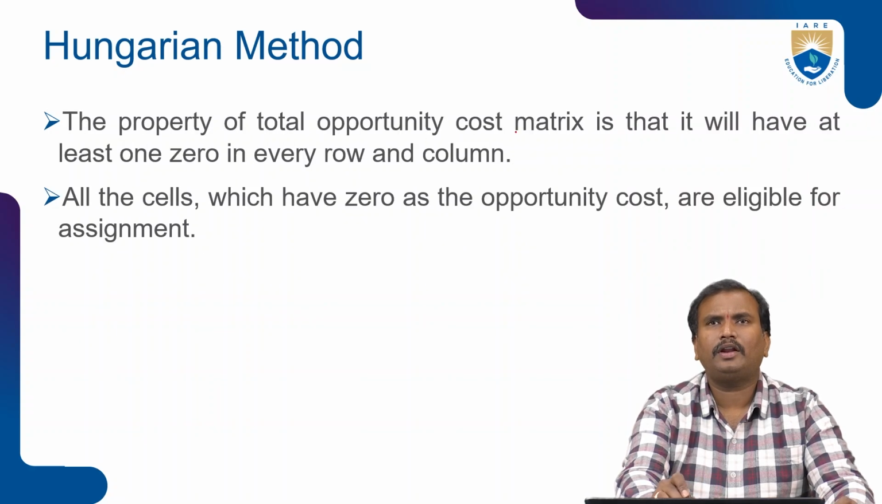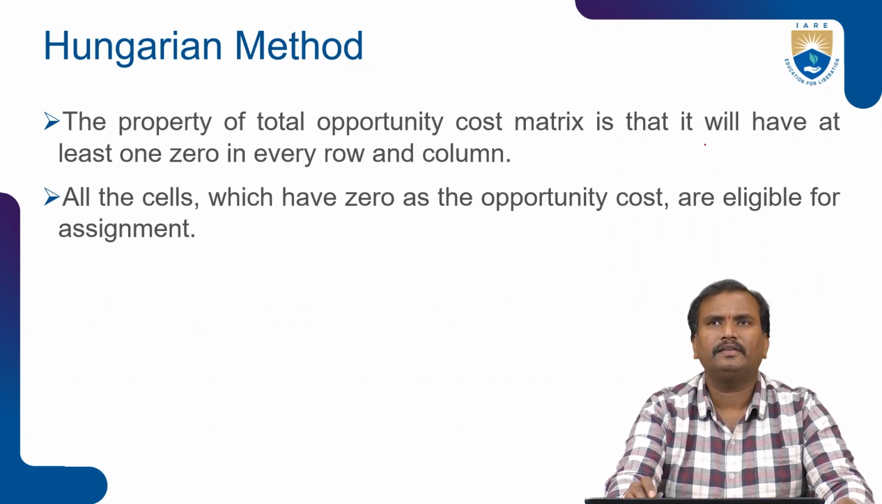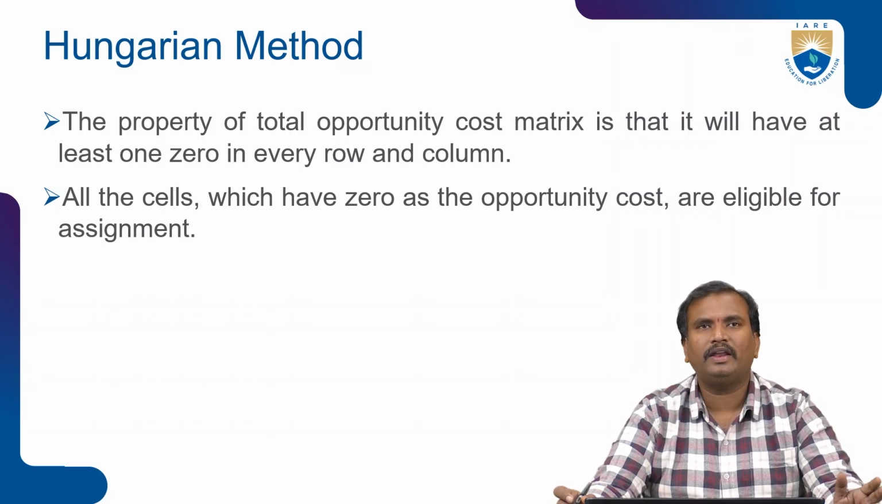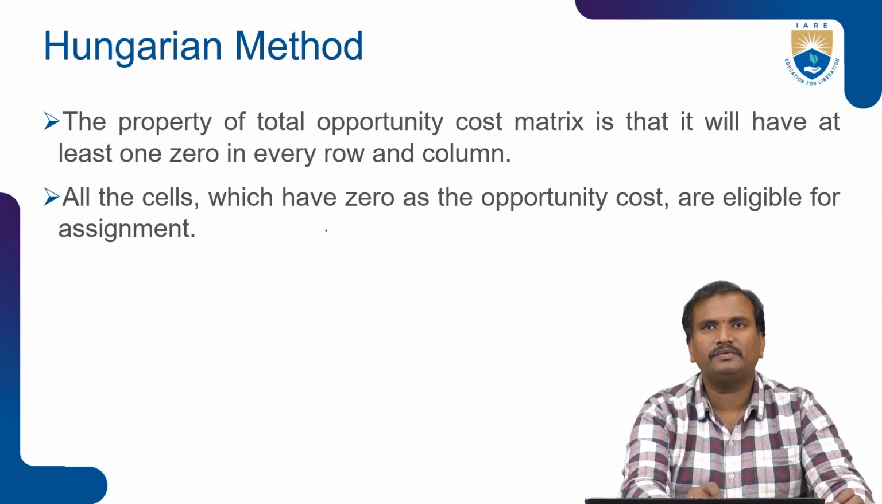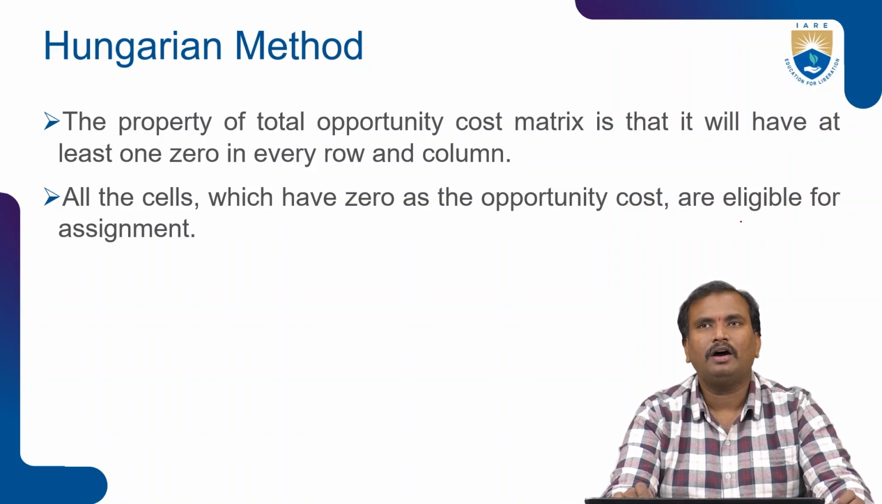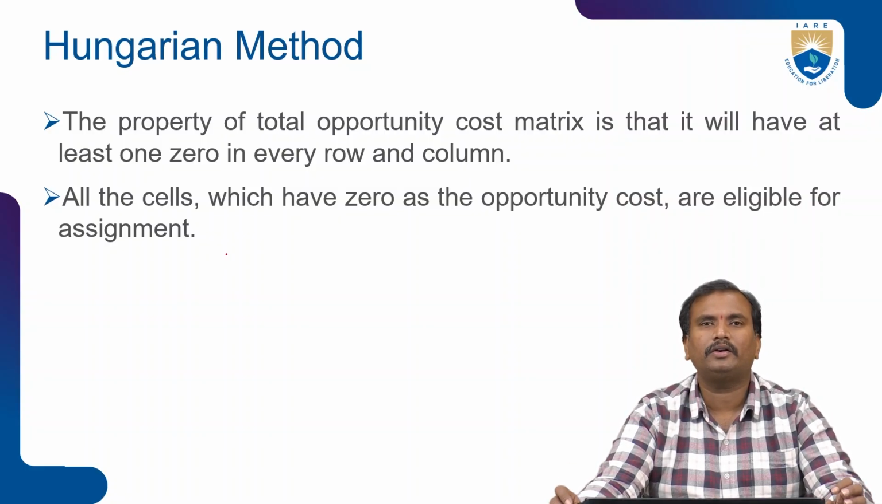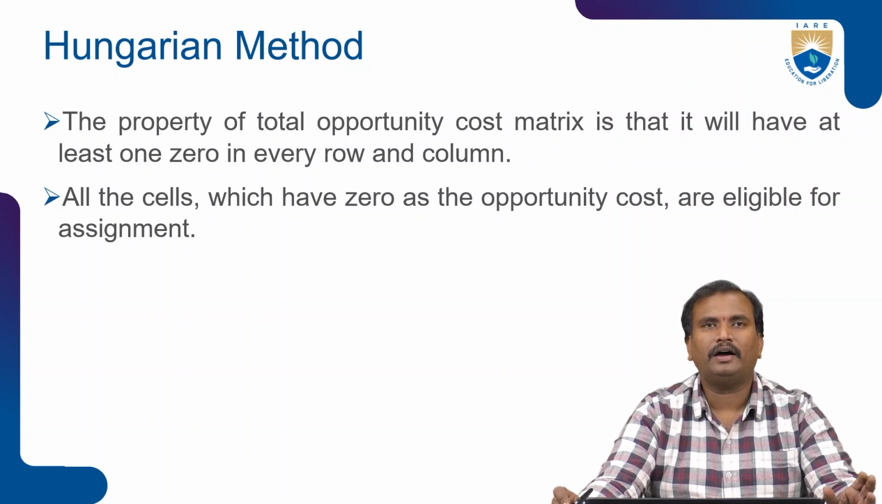The property of the total opportunity cost matrix is that it will have at least one zero in every row and column. The property of the total opportunity cost matrix is that it will have at least one zero in every row and column. All the cells which have zero opportunity cost are eligible for assignment. Whatever cells have zero as the opportunity cost are eligible for assignment.